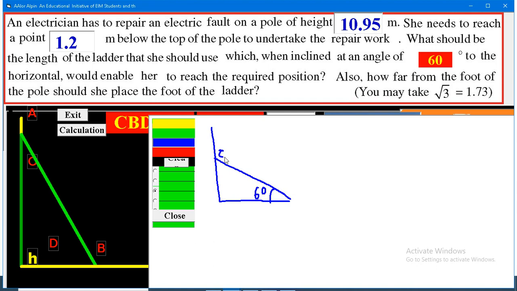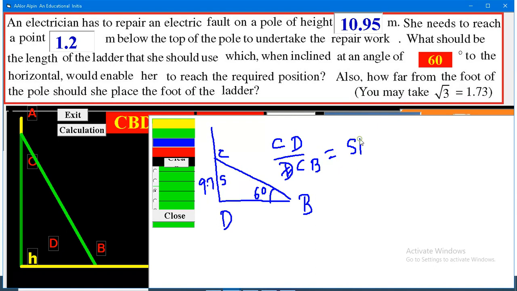This is C, this is B, this is D, and this is 9.7. So CD, again the same application, same formula by dB. Now I have to find the, sorry, not D. I have to find the CB. First the ladder length is equal to sine 60. Sine 60 is root 3 by 2. Correct? You know the values? You have to know the values. Root 3 by.